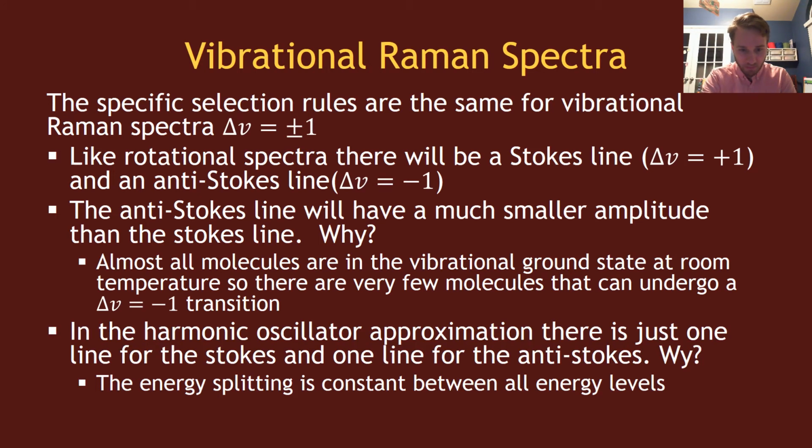So let me clear the writings on the slide just so you can see what's typed up here. I'm just reiterating what we were just going over as to why there's a higher amplitude for the Stokes versus anti-Stokes. And then we talked about why the harmonic oscillator approximation, they're just two lines.